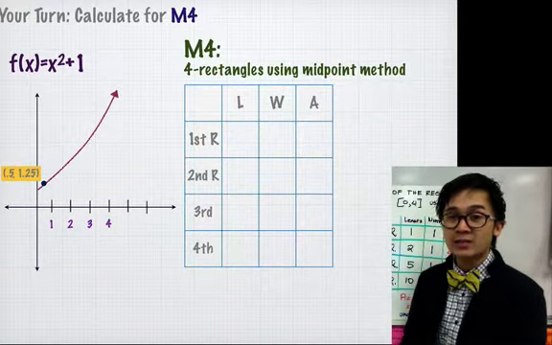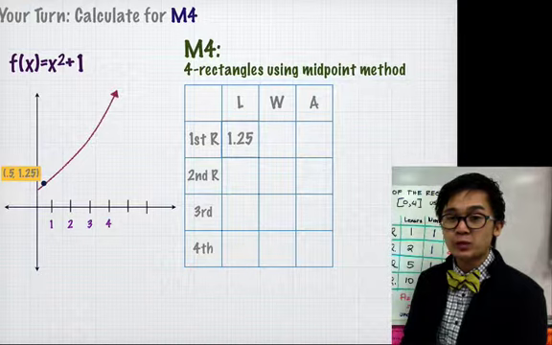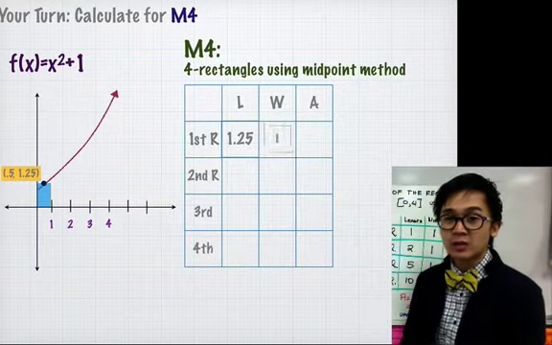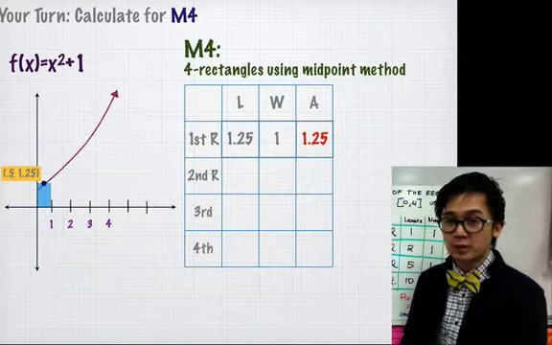So, yung first length natin ngayon is 1.25 kasi in between siya ng 0 and 1. So, we have 1.25 for our length. Now, yung ating width naman, hindi naman siya nagbago. 1 unit pa rin siya. So, meron tayong area na 1.25 sa ating first rectangle.